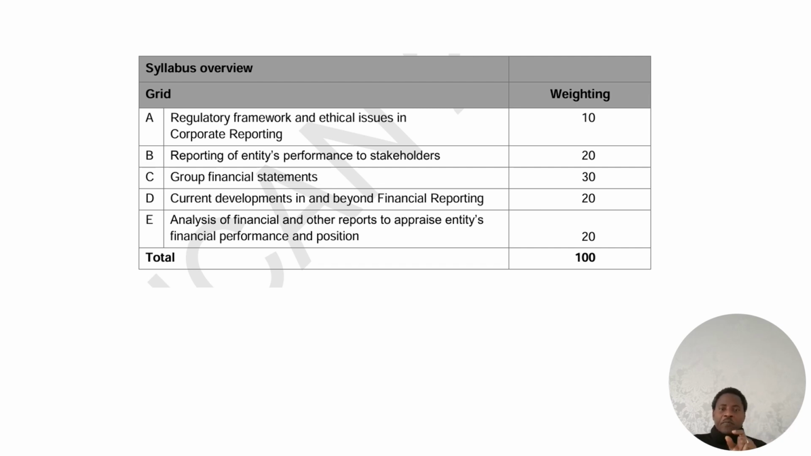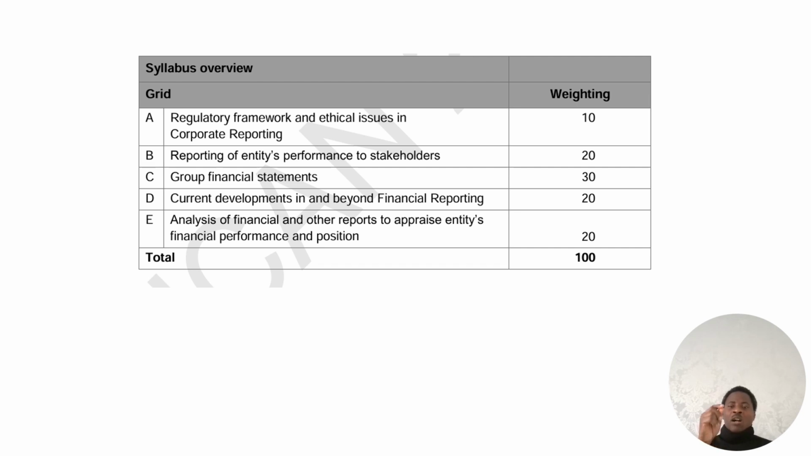In summary, corporate reporting takes a step ahead of financial reporting. This is the bottom line. And when you are reporting corporately, always ensure at the back of your mind are the stakeholders, the shareholders, and the regulator. Those are the people you are reporting to. Always have them at the back of your mind.